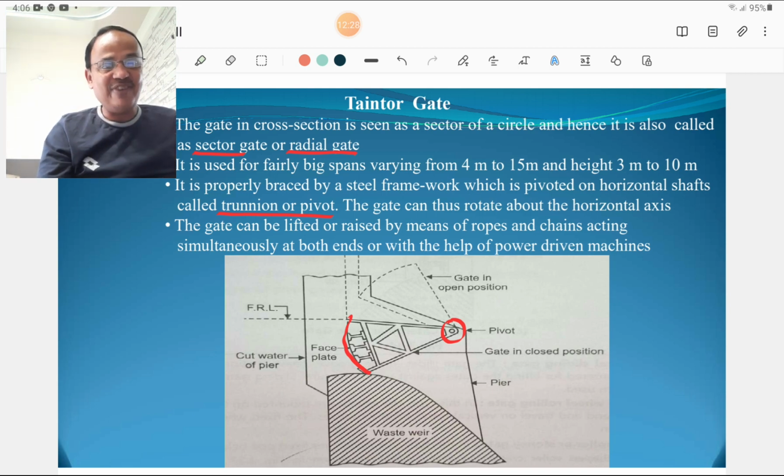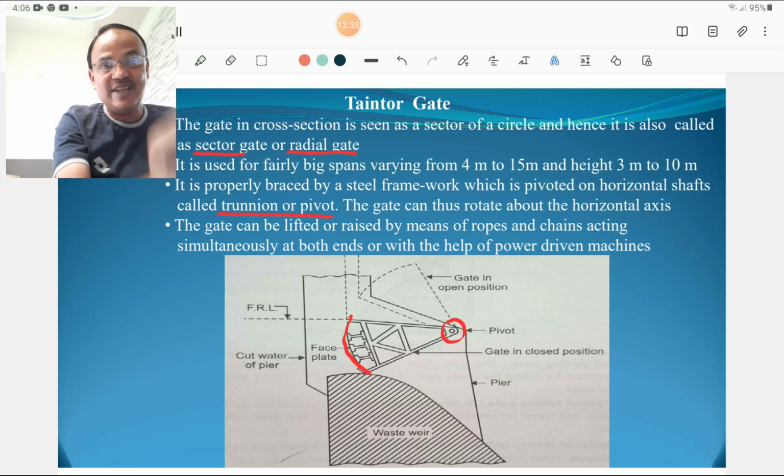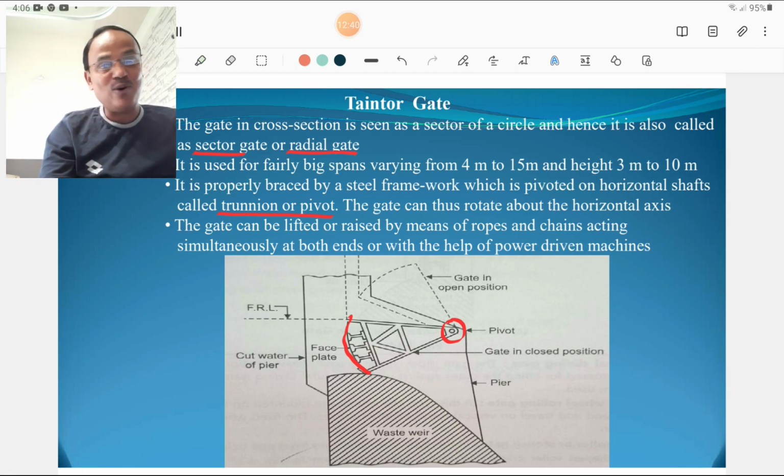The gate can be lifted or raised by means of ropes or chains acting simultaneously at both ends or with the help of power driven machines. The lifting of the gate is done with the help of power driven machines or cables, and such a gate is called a tainter gate or sector gate or radial gate.